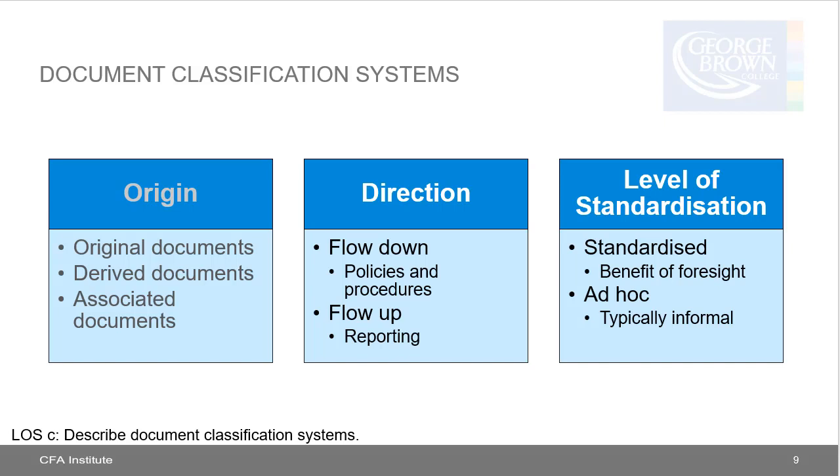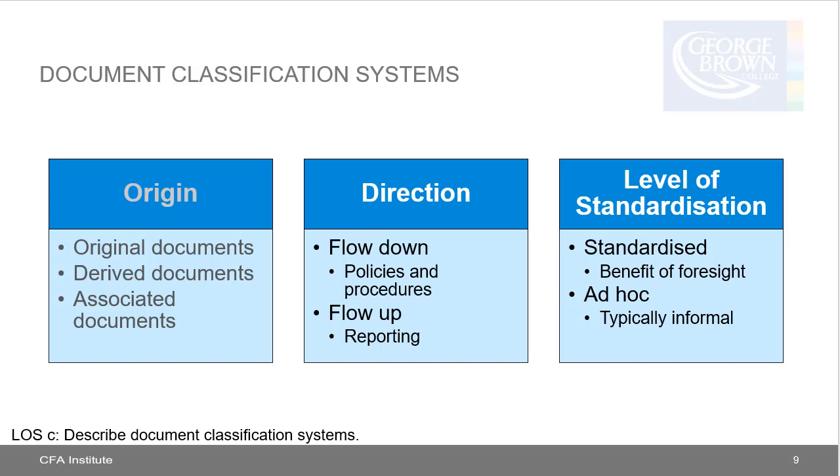So documents flow in different directions. Typically, documents associated with policies and procedures flow down through a company. The travel policy document may flow down from the Human Resources Department to all employees via an employee handbook. In contrast, documents associated with reporting flow up. For example, the monthly reports produced by the sales team flow up from each team to management.